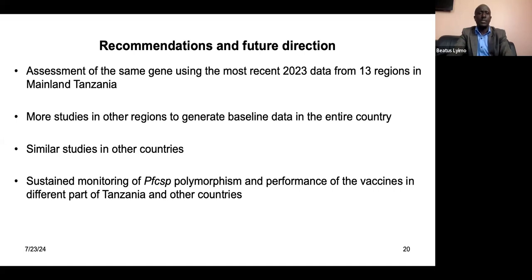We also recommend monitoring of Pfcsp gene polymorphism and the performance of the vaccine in different parts of Tanzania and other countries.